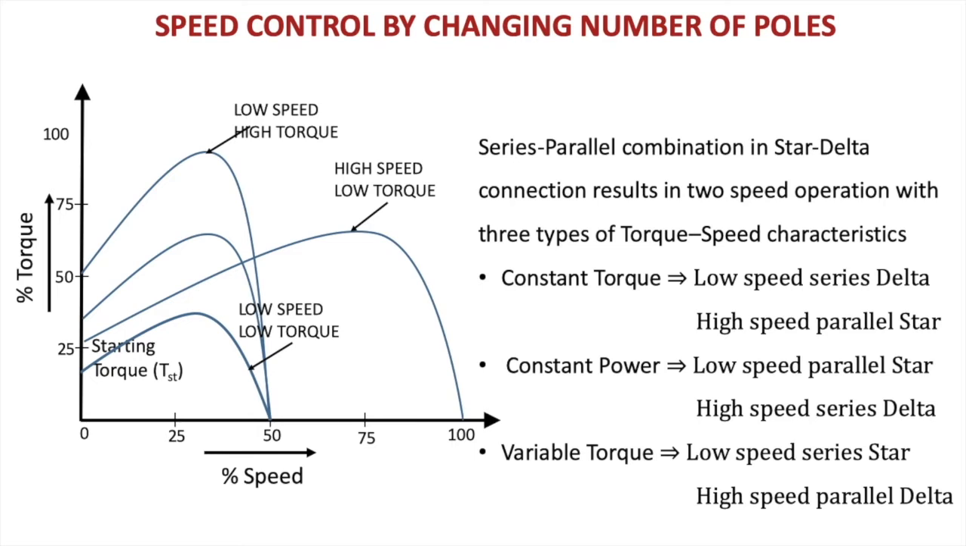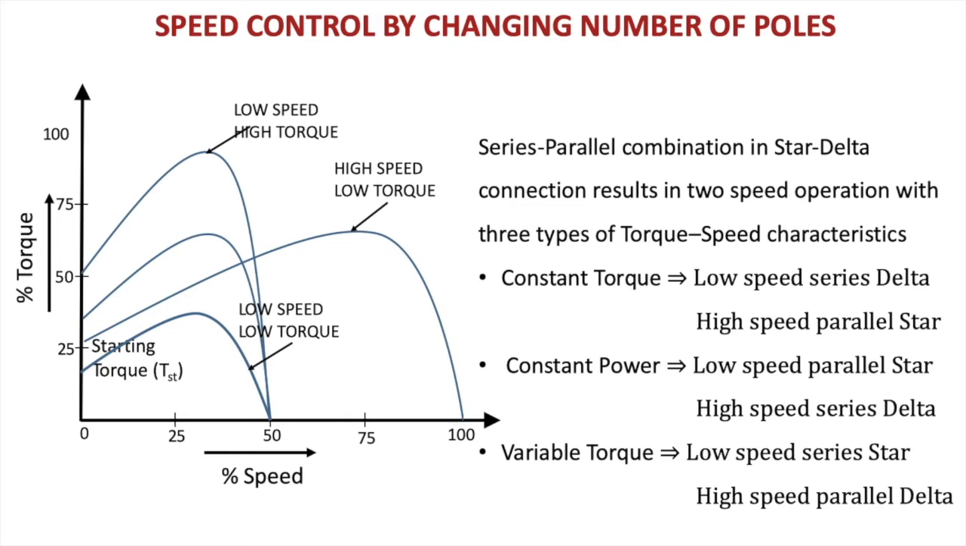The other, high speed operation, can be achieved with the coils connected in parallel, but the 3-phase connection will be star. Similarly, constant power operation at low speed can be achieved by parallel operation of the coils in star connection, and high speed can be achieved by the series connection of coils in delta. Variable torque can be achieved with low speed coils in series in star connection, and high speed operation can be achieved with coils in parallel with delta connection.